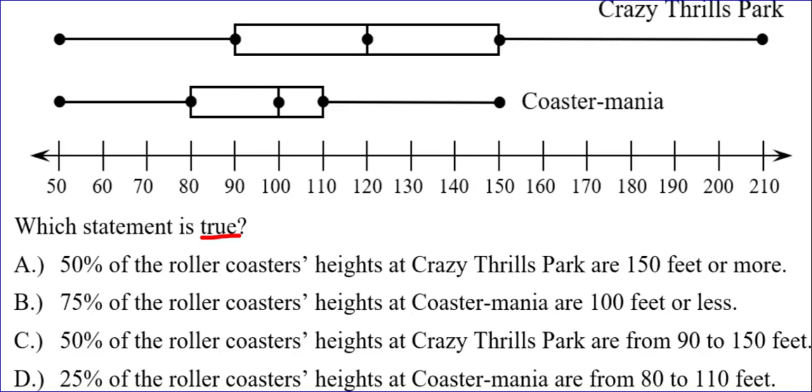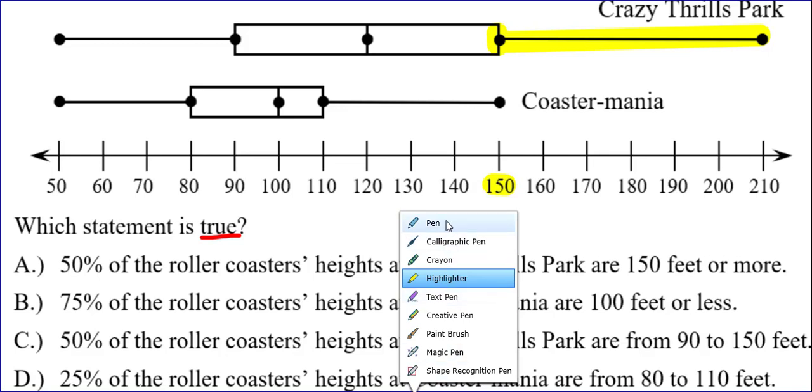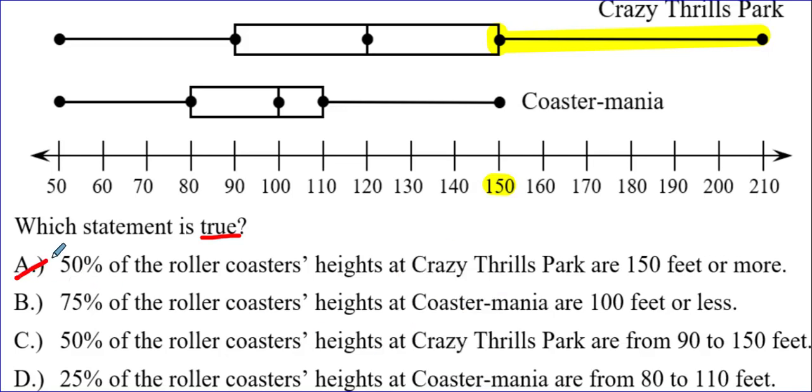All right, I'm going to use my highlighter. You should not use your highlighter as you do this because you're going to be highlighting way too much. I'm just going to do this so you know exactly what I'm looking at here on my screen. 150 or more. Here's the 150 dot, you can see. And if I go 150 or more, what percent of the data is that? Well, that's from Q3 to the highest dot. That's only 25%. So goodbye, choice A. They said 50%. Well, that's not correct.